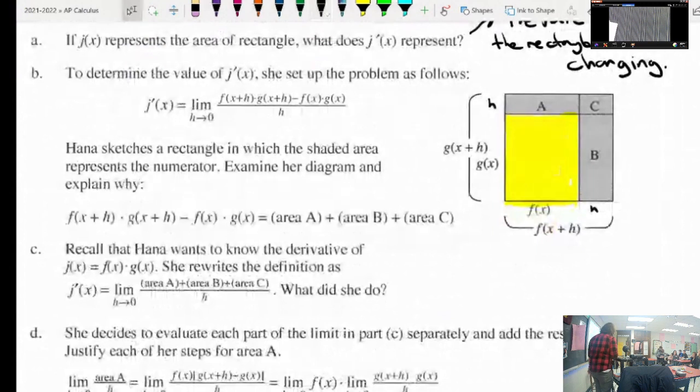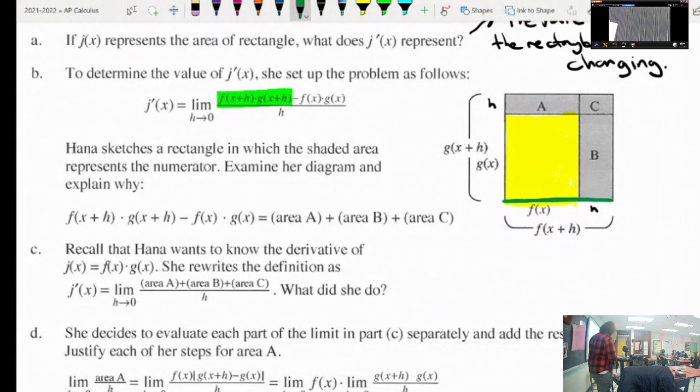Yeah, look at that ridiculous limit right there. It's actually not too tough if you think about it. Oh, yeah, hi, Peter. It's the limit as h approaches 0 of this thing, f of x plus h times g of x plus h, which if you're looking at those dimensions, that's the area of the whole rectangle.